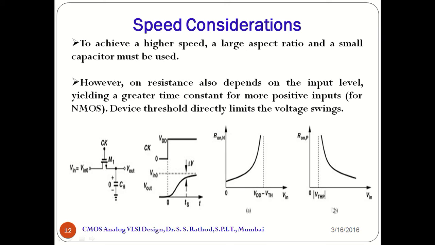So let us plot the on resistance for the NMOS switch. This is the plot for Ron versus input. When input is 0, Ron is shown somewhere over here. When you go on increasing the input voltage, the on resistance of the NMOS switch also goes on increasing, and when the input voltage is near VDD minus VTH, after which the switch turns off, the on resistance is very large, it is infinite.